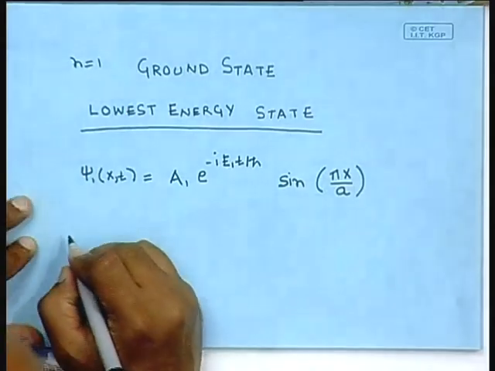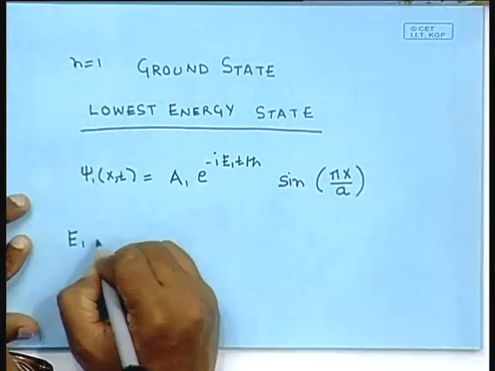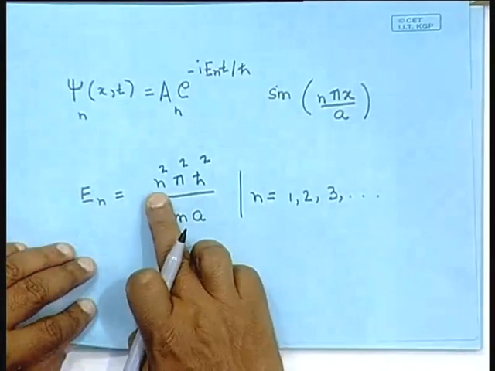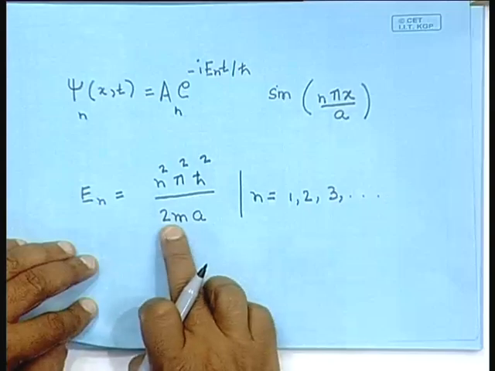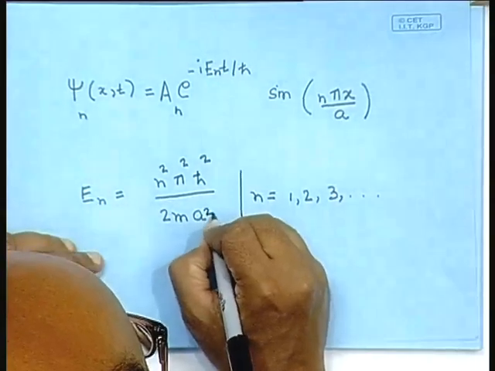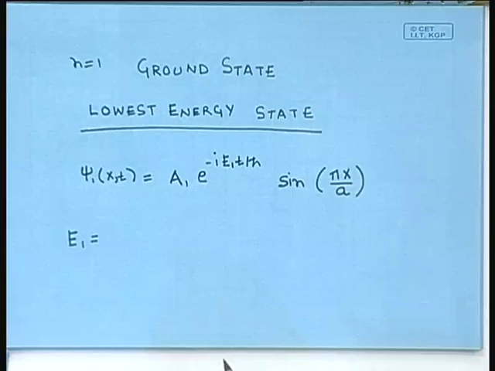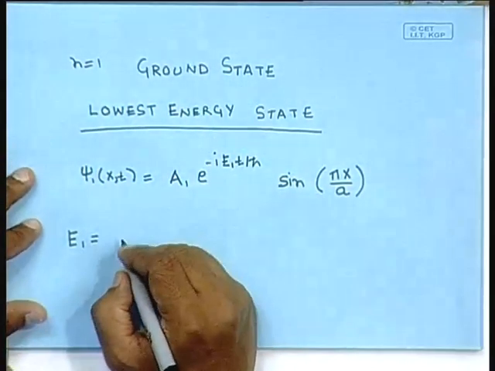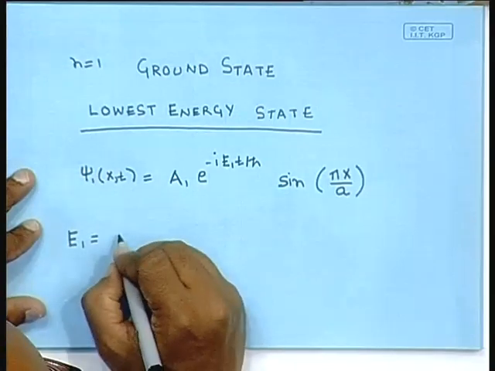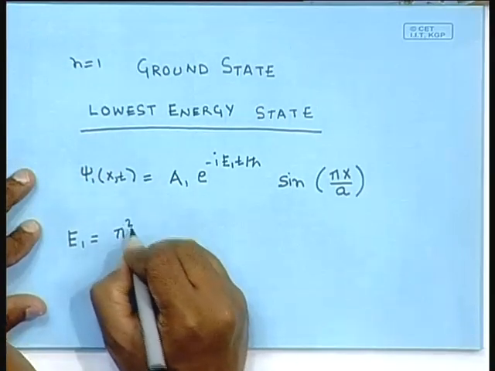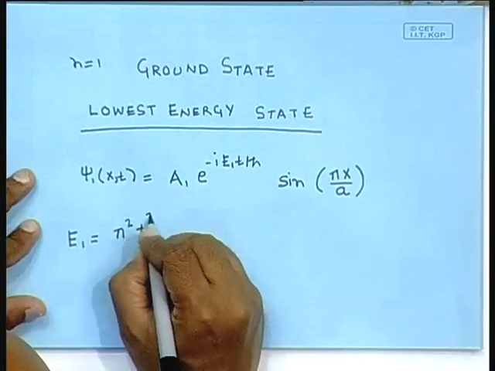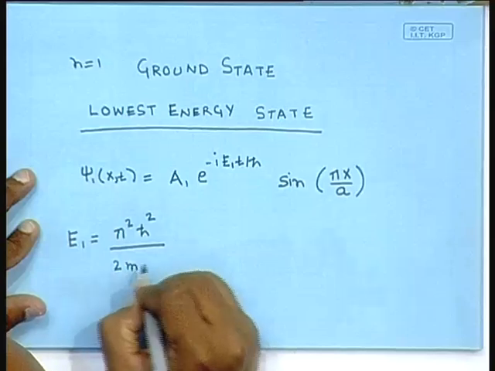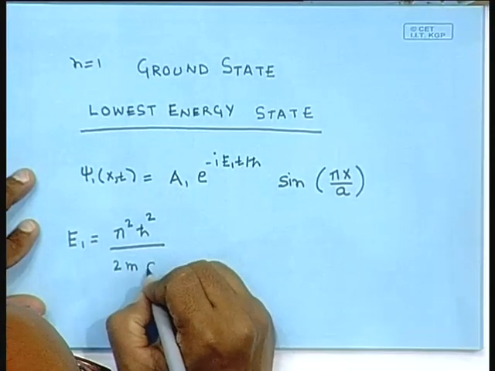And the energy corresponding to this state, E1, is, let me show you the expression for the energy again, n square pi square h cross square by 2m a square. So the energy corresponding to n equal to 1, the ground state, that is the lowest energy state, is pi square h cross square by 2m a square.